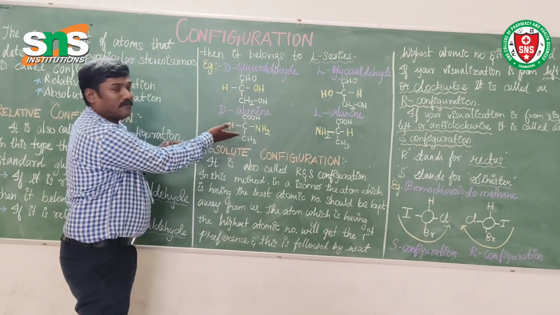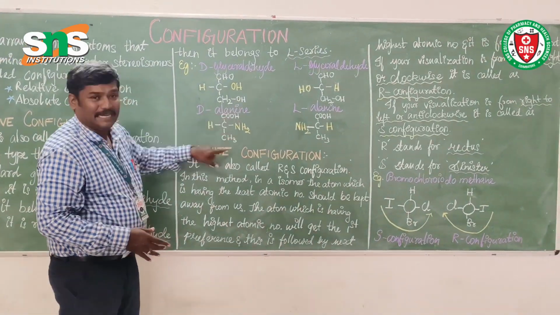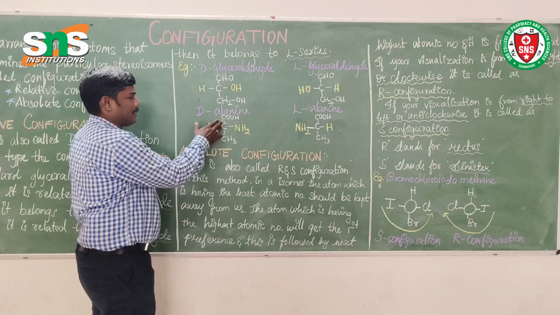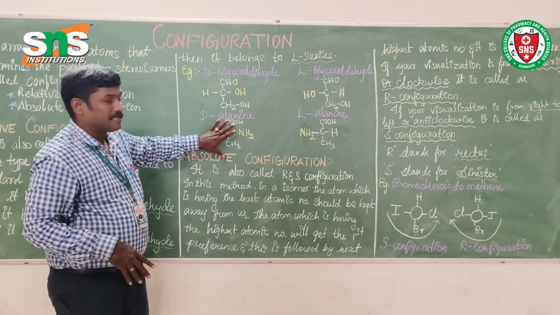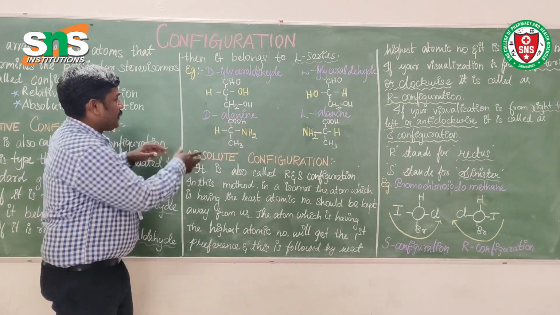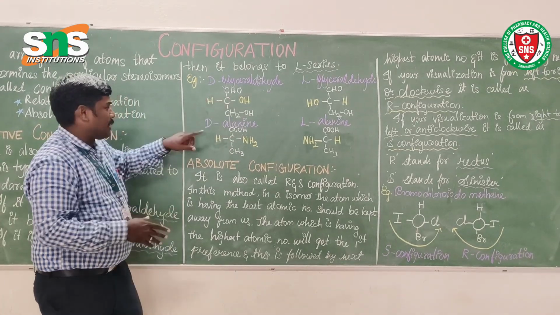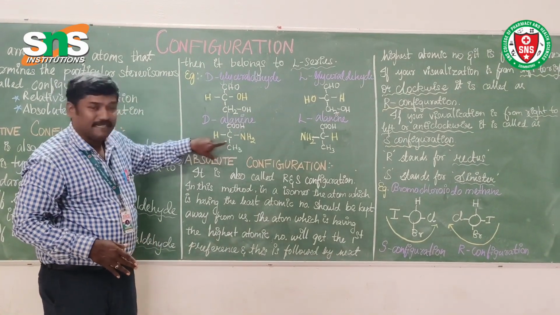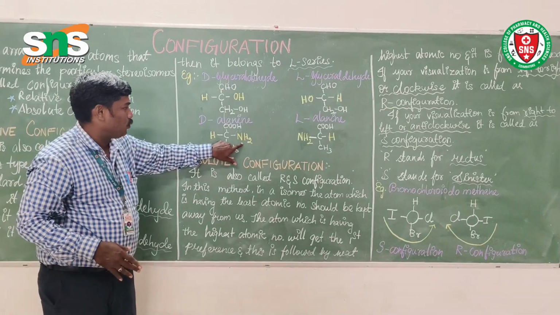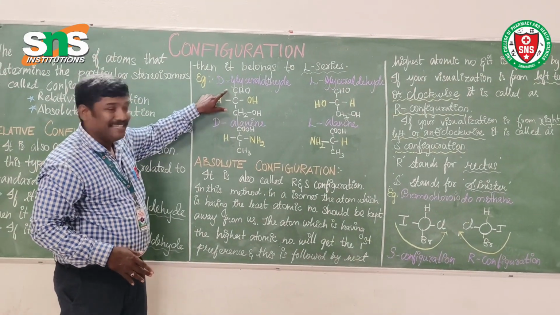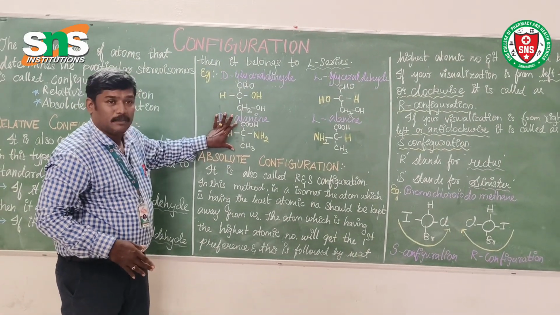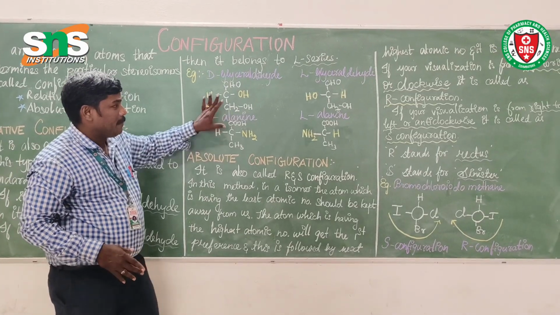Here we have taken one more example, that is the alanine structure: CH3, CHNH2, COOH. This is the structure of alanine. Here we are relating this alanine with the standard glyceraldehyde. Here you will find this CHNH2 is related to D-glyceraldehyde. Hence it belongs to D series.